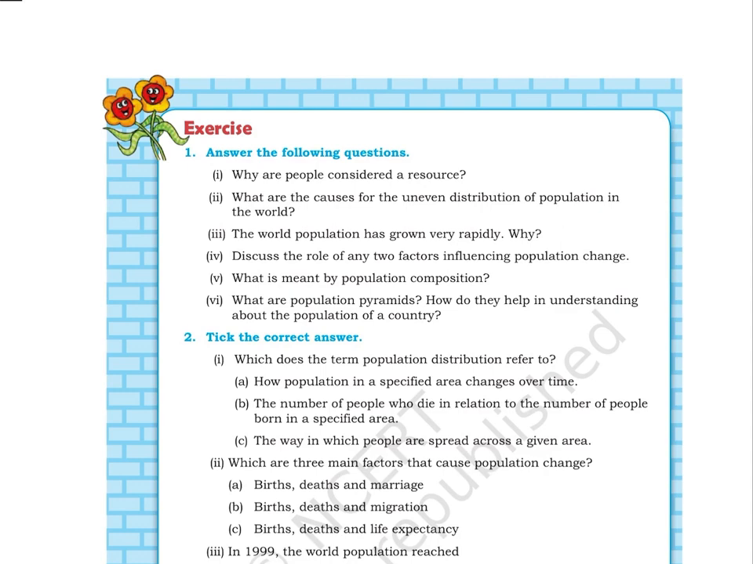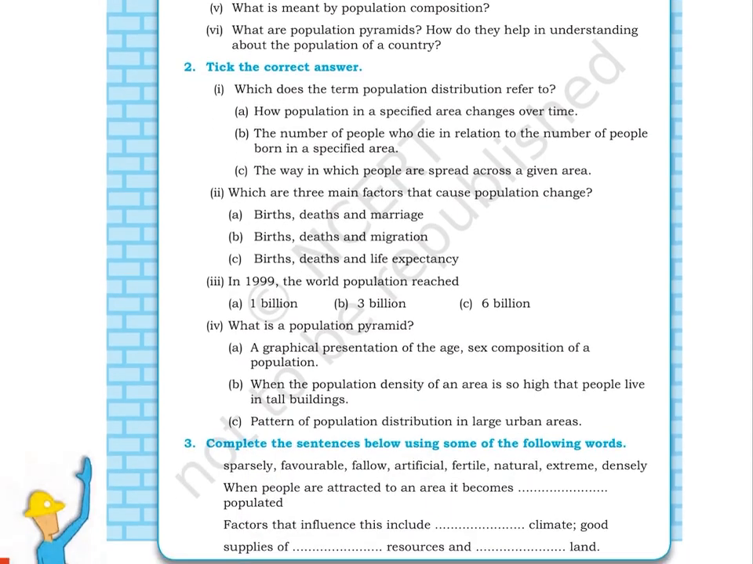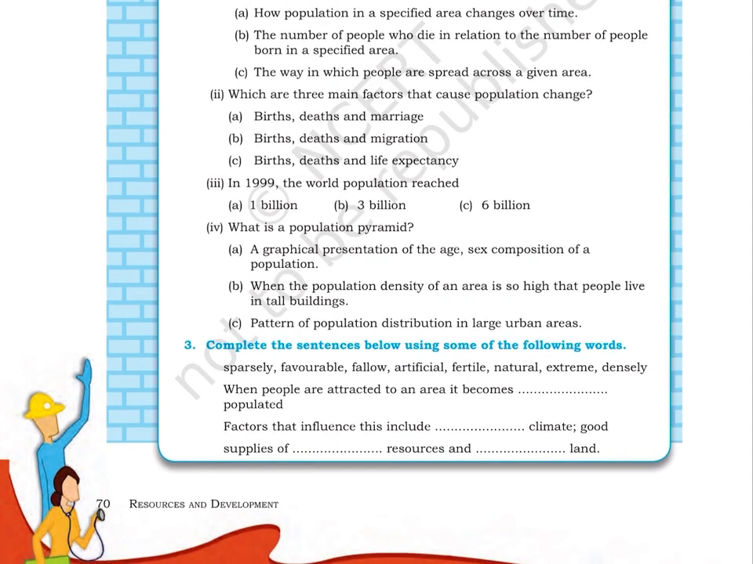Number 3. In 1999, the world population reached A. 1 billion, B. 3 billion, C. 6 billion. Number 4. What is a population pyramid? A. A graphical presentation of the age, sex composition of a population. B. When the population density of an area is so high that people live in tall buildings. C. Pattern of population distribution in large urban areas.